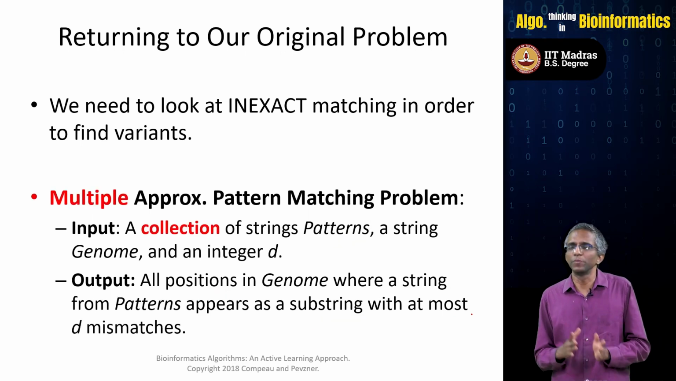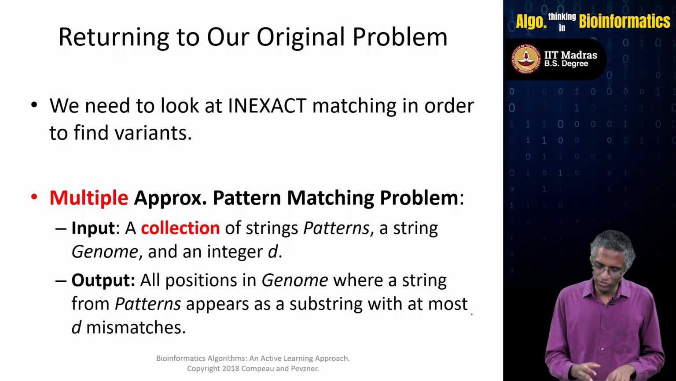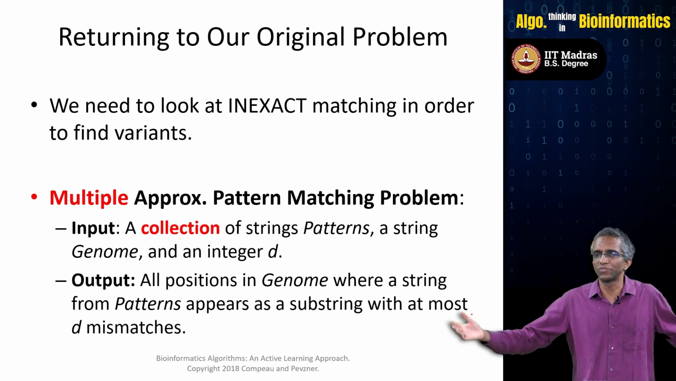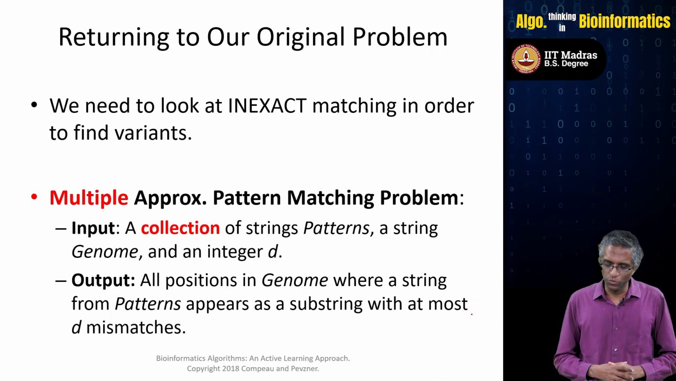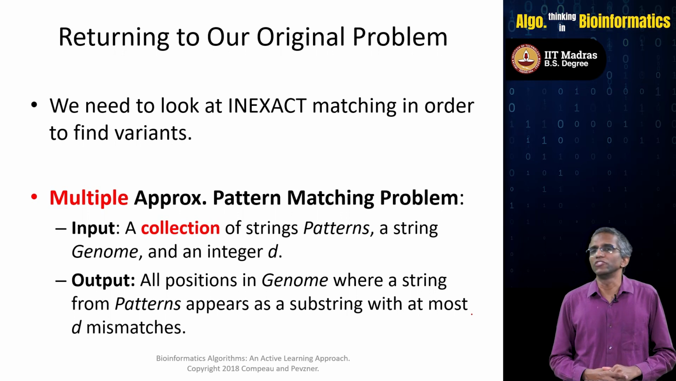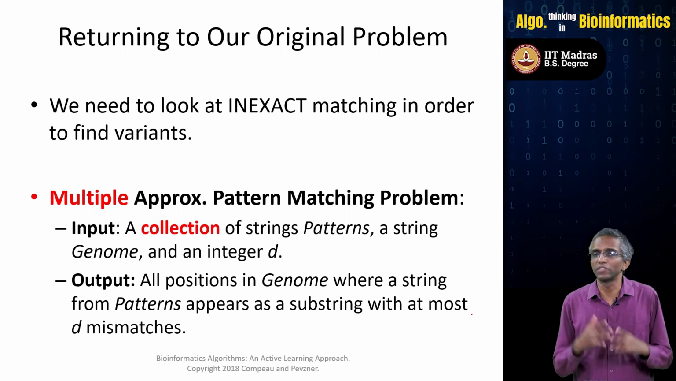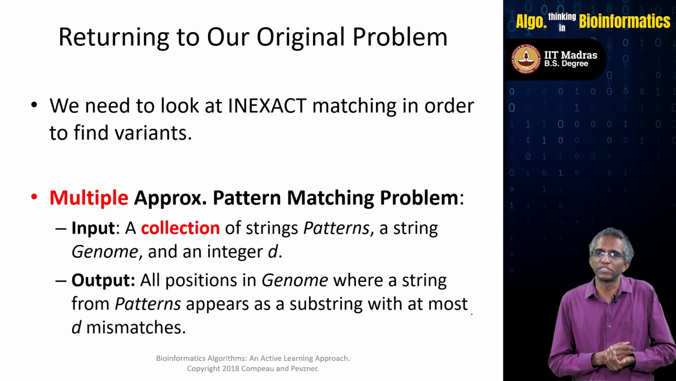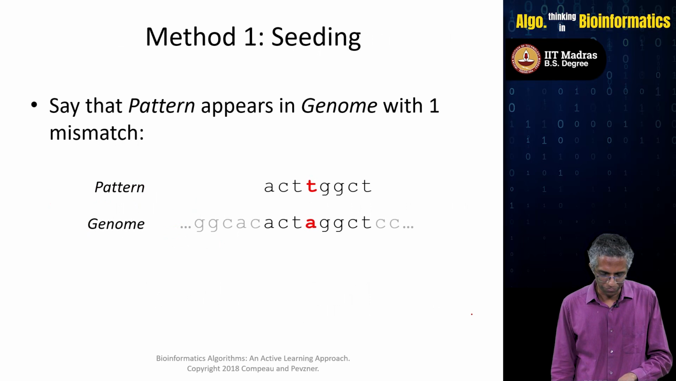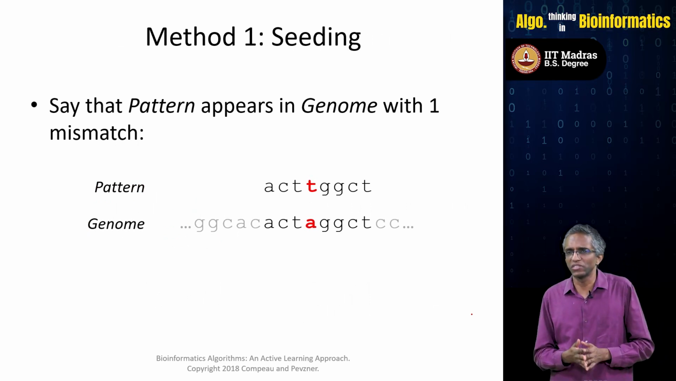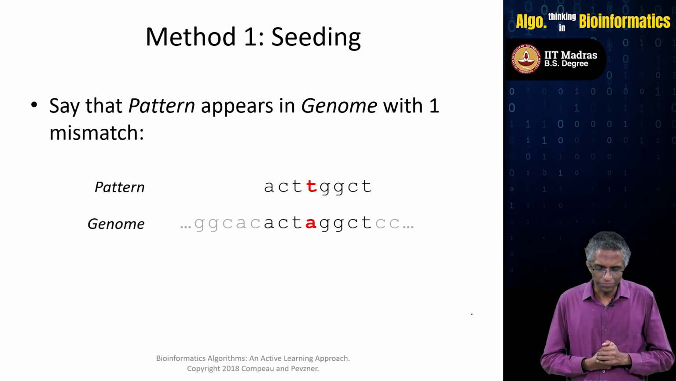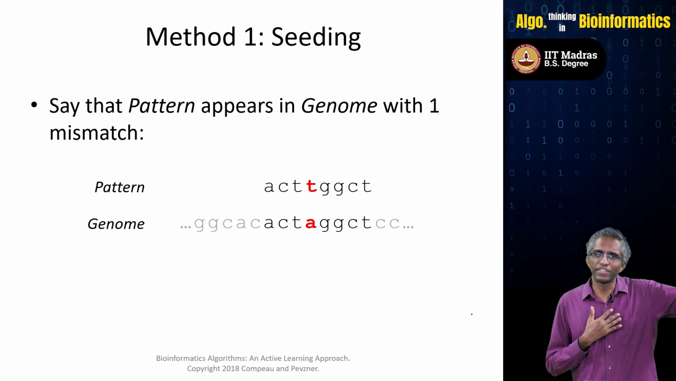You can extend it from single pattern to collection of patterns. So you have a collection of strings or patterns, which are the short reads, and a string called genome, which is the large string, and then an integer d, and you want to find all the positions in the genome where a string from patterns appears as a substring with at most d mismatches. And we need to know what those mismatches are, because those mismatches are the ones that will correspond to our disease causing mutations. Or some mutations are disease causing, some are benign. Okay, so it will just point out to our mutations that we have in our genome relative to the reference genome.